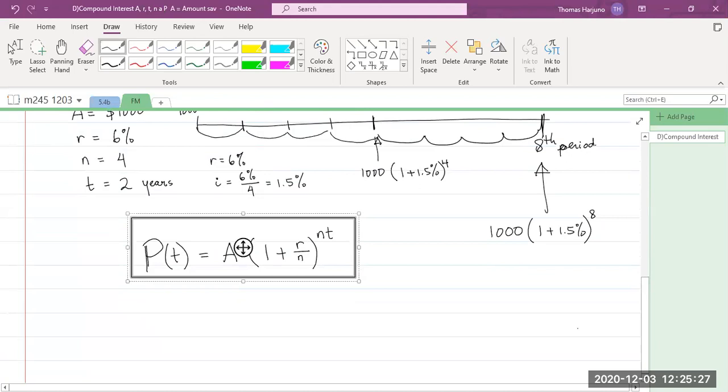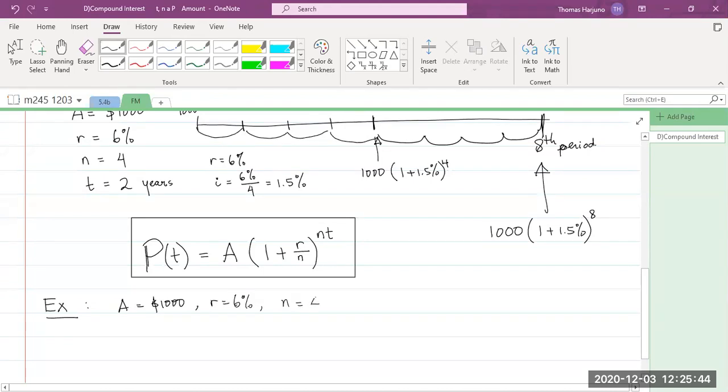Okay, so going back to this story, suppose the initial amount is $1,000, right? And then the interest rate is 6% per year. The number of compounding is 4 times a year, and you will deposit it for 2 years. Then how much money you have at the end of 2 years? That would be 1,000 times 1 plus 0.06 over 4 to the power of 4 times 2.